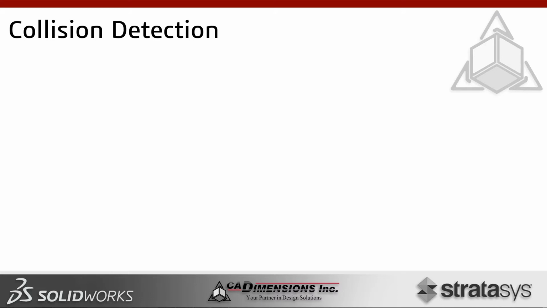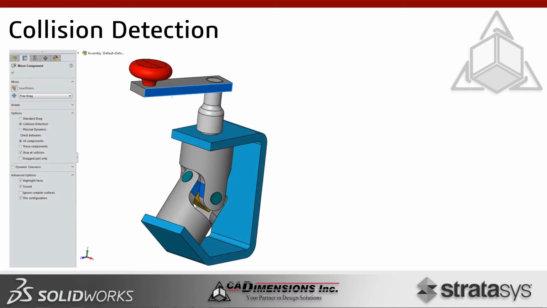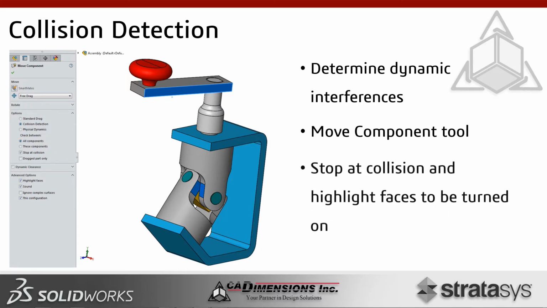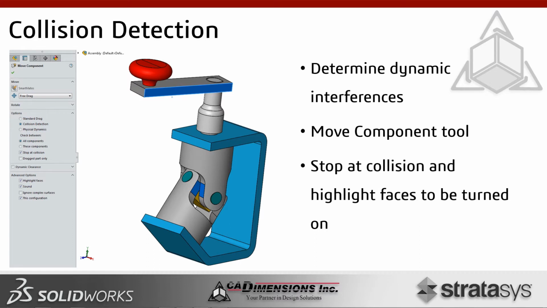All right, let's first talk about collision detection. Collision detection is used to determine dynamic interferences. When I mean dynamic interferences, I mean if you have components that actually move. So you have physical movement going on and you want to determine if any of these components are colliding. It's located in the move component tool. I think it should probably have its own specific tool, but for now it's going to be right inside of the move component command. You have the ability to stop at collision and highlight faces to be turned on.